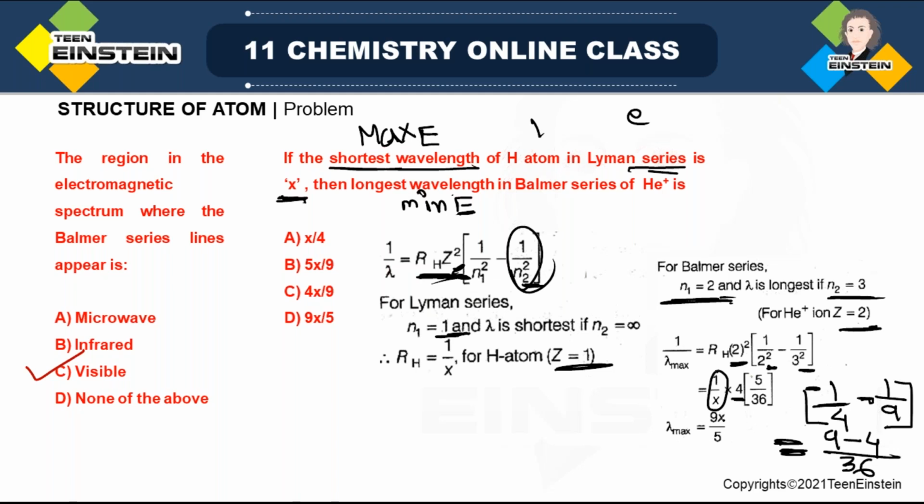Okay. So 1 by x, which is the value of Rydberg, multiplied by 4 multiplied by 5 by 36. So 1 by lambda max, because we have to find the longest wavelength, that is maximum, is equal to 5 by 9x, since 4 and 36 reduce to 9. That means lambda max is 9x by 5. So the correct answer is this one.